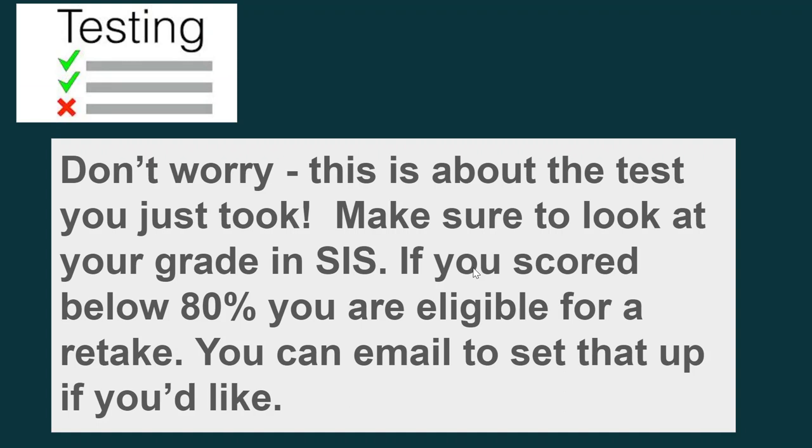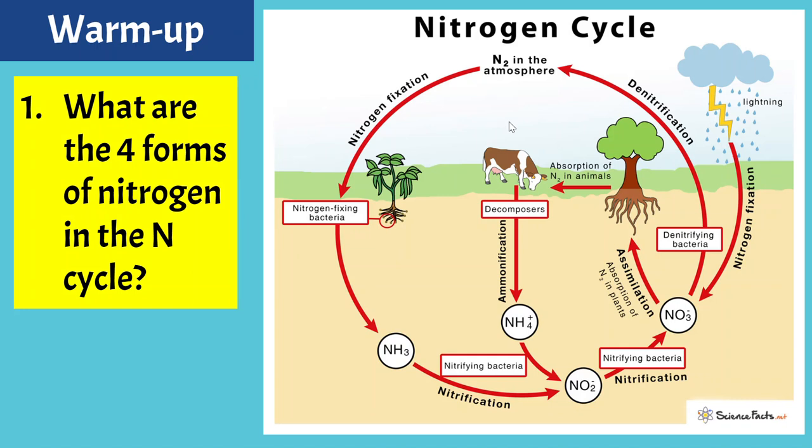All right. So testing, no, you already took a test. It's not that we have one coming up. So I just wanted to remind you to look at your score in SIS. If you scored below 80%, it just means that you're eligible for a retake. And if you want to retake your test, you can email me to set that up. If you need help figuring out what your percent is, because it's not listed as a percent in SIS, just let me know.